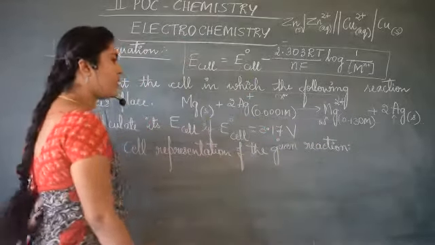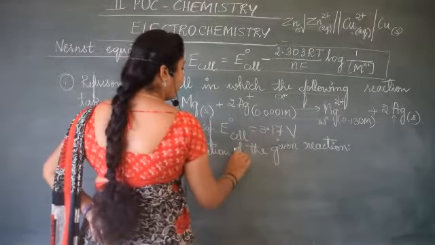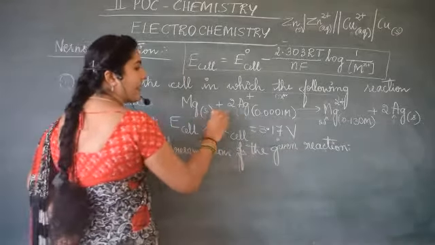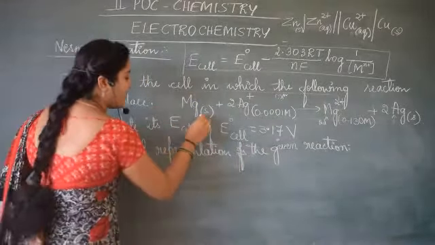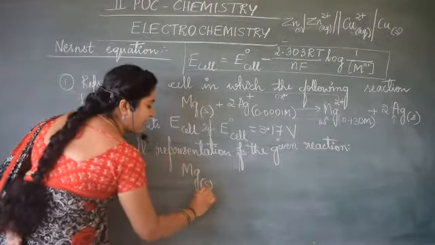Cell representation for the given reaction. For the given reaction, how do you write? First we have to write the oxidation half cell. So we will write the metal first, Mg. It is in solid state, so you need to mention that.